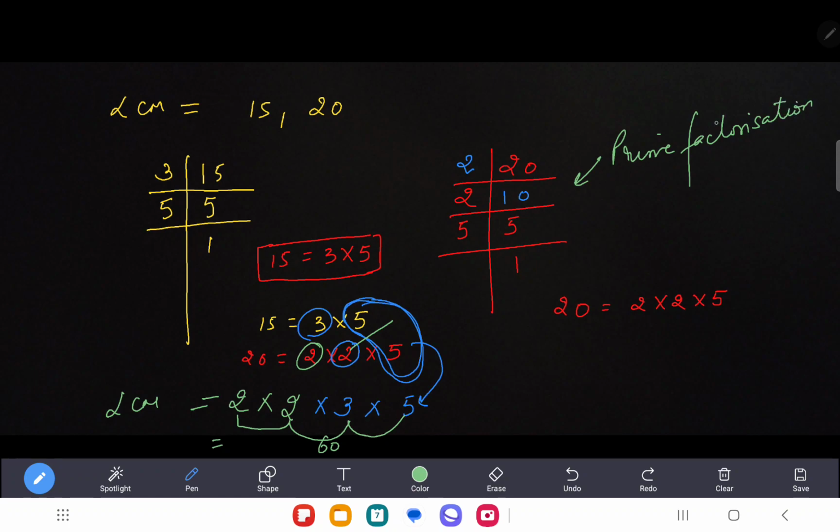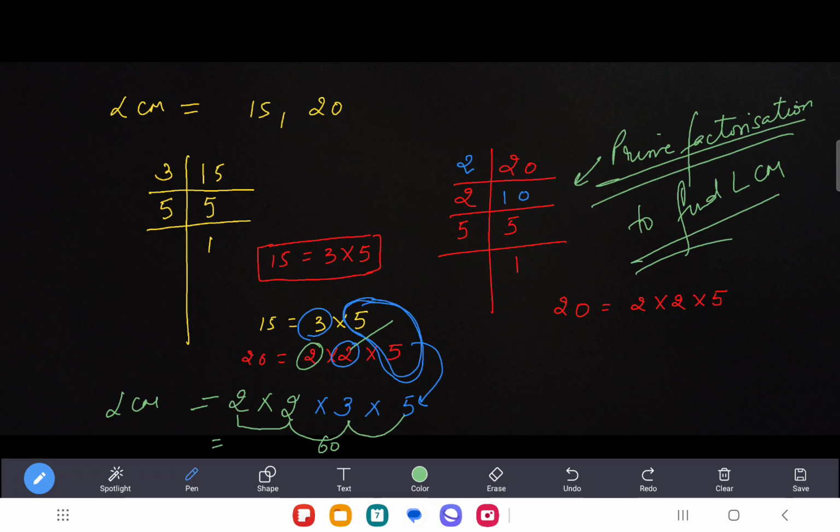This method is called the prime factorization method to find LCM. I think you're finding it difficult. A little bit. Most of it I understand. It's like when you're putting the ones that aren't there, the ones that don't appear, that I don't get. Do it with me.